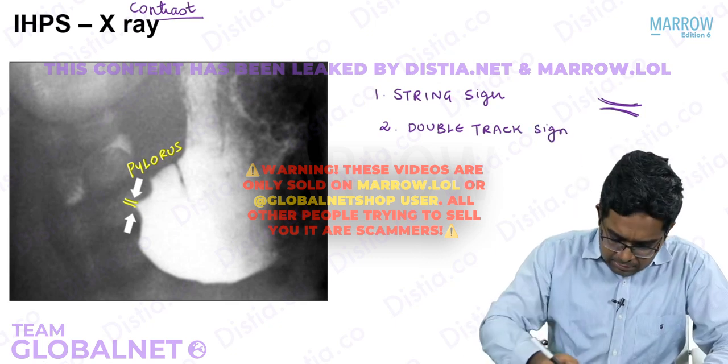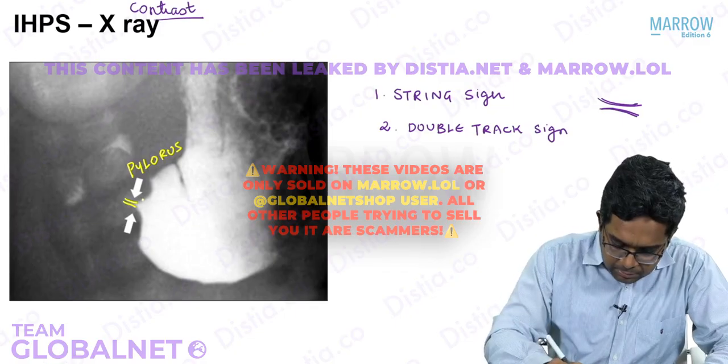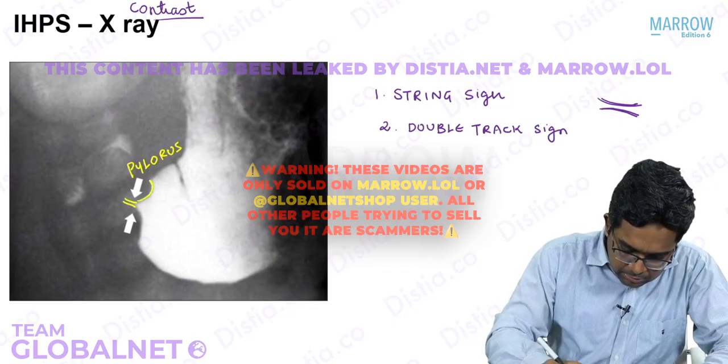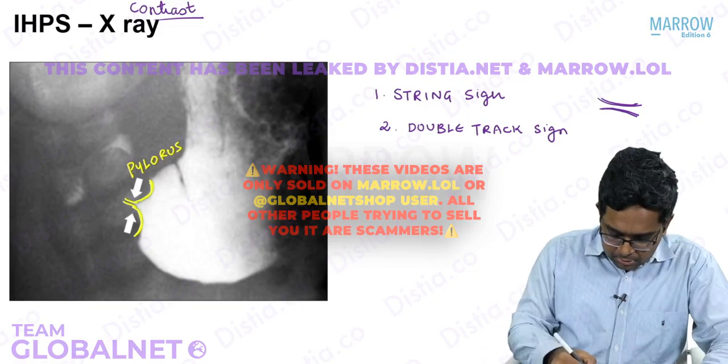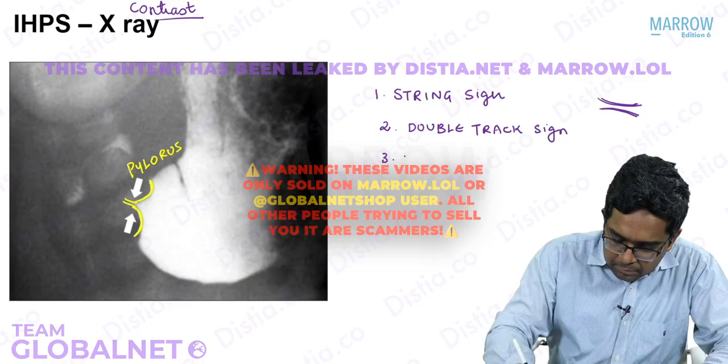Third important sign is the hypertrophic pyloric muscle bulges into the gastric antrum like this. Can you notice that? This is called as the shoulder sign.